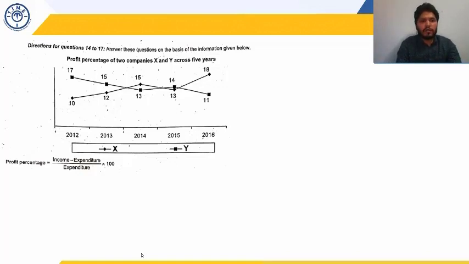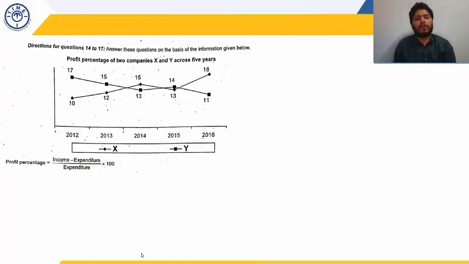Directions for questions 14 to 17: answer these questions on the basis of the information given below. What is the information given below? This is the profit percentage of two companies X and Y across 5 years. Which are the 5 years? 2012, 13, 14, 15, 16, and the profit percentages of the two companies X and Y are given.